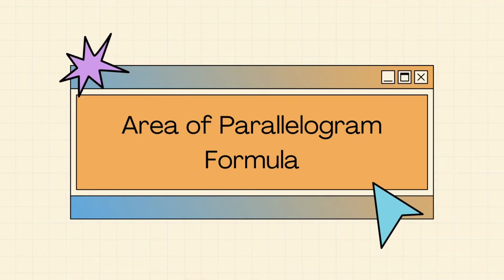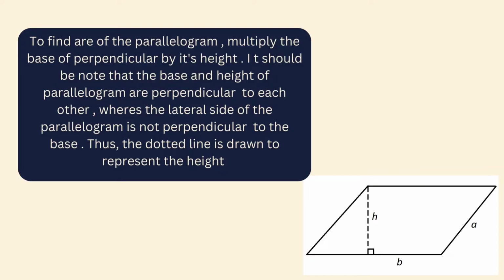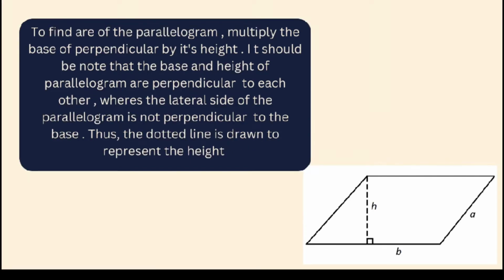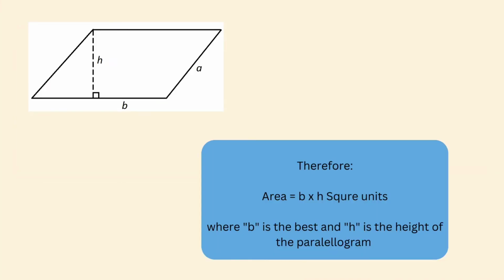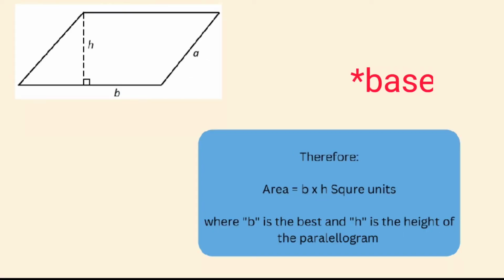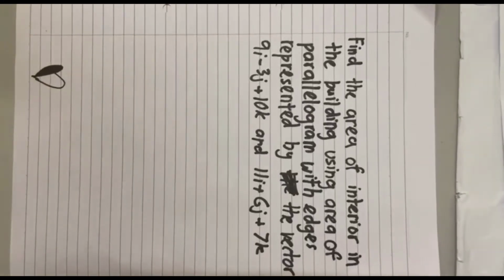Area of parallelogram formula. To find the area of the parallelogram, multiply the base by its perpendicular height. It should be noted that the base and height of a parallelogram are perpendicular to each other, whereas the lateral side of the parallelogram is not perpendicular to the base. Thus, the dotted line is drawn to represent the height. Therefore, area equals B times h square units, where B is the base and h is the height of the parallelogram.